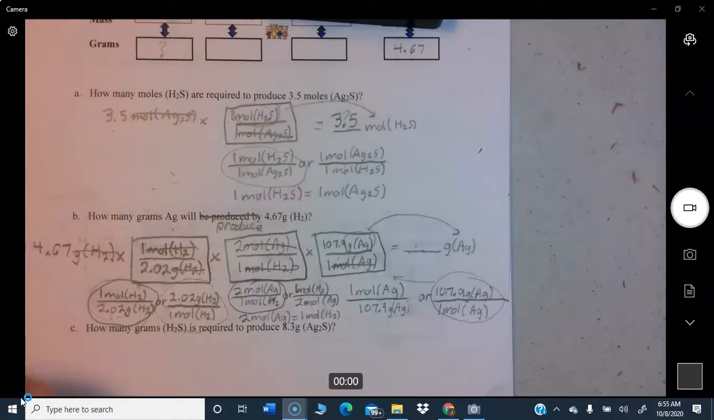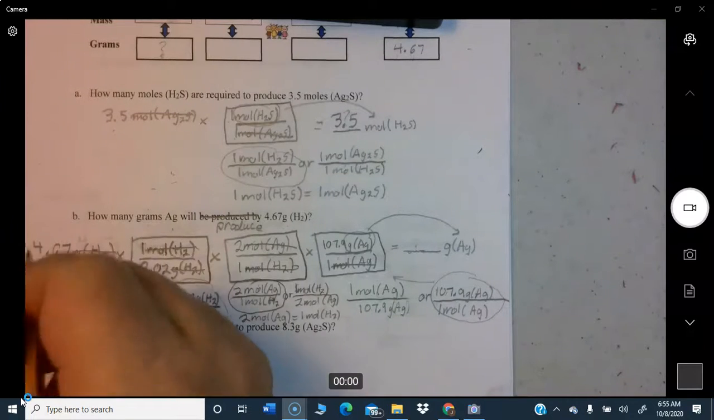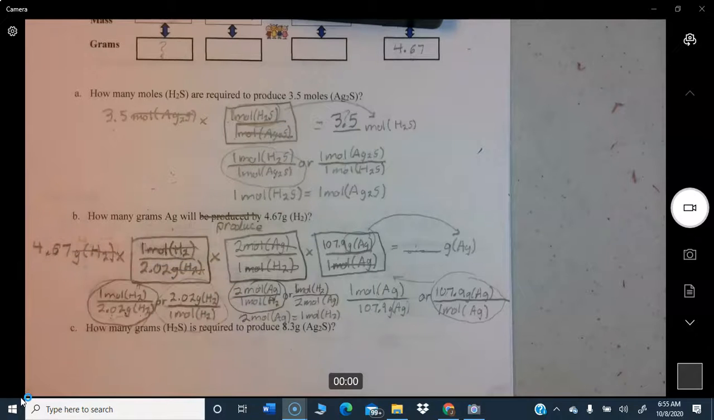So now that I have the units lined up properly, I'm ready to compute the numbers. By the way, this does not look like a 6. That is a 6. So I'm starting here, and I'm going to multiply everything on top, divide by everything on the bottom. 4.67 times 1 times 2 times 107.9. Now I divide by 2.02, divided by 1, divided by 1. And of course, you all know divided by 1, you really don't have to do that, but let's do it, okay? And I get 499. I'm just going to go to 3 significant figures.